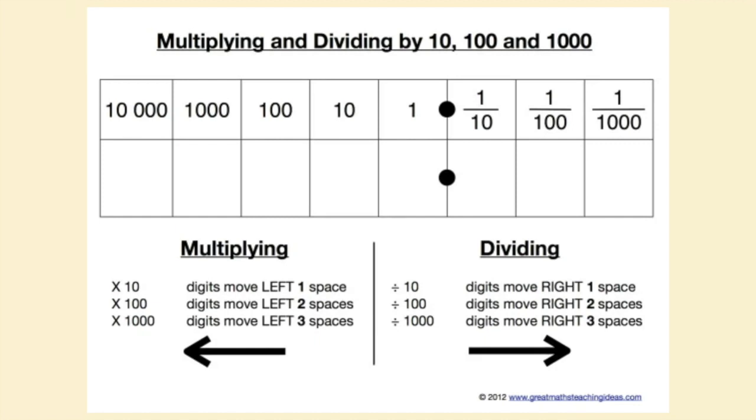All the digits move 3 places to the left, and that's representing them getting 1,000 times bigger. On the opposite side, when we're dividing by 10, all the digits would move to the right 1 space. When we're dividing by 100, all the digits would move to the right 2 spaces. And when we're dividing by 1,000, all of the digits would move to the right 3 places.